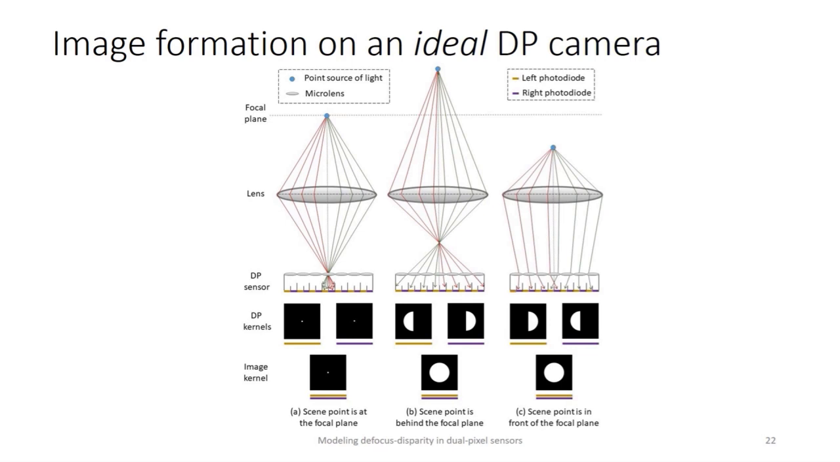In a similar manner, rays from a scene point in front of the focal plane also induce half-circle blur kernels. While the combined kernel corresponding to the image is exactly the same as earlier, the kernels corresponding to the left and right DP views have swapped positions, making it possible to disambiguate whether the scene point is behind or in front of the focal plane. And the disparity is proportional to the signed blur circle radius. Also notice an interesting symmetry property of the kernels corresponding to the left and right DP views. The left kernel equals the right kernel flipped about the vertical axis and vice versa.